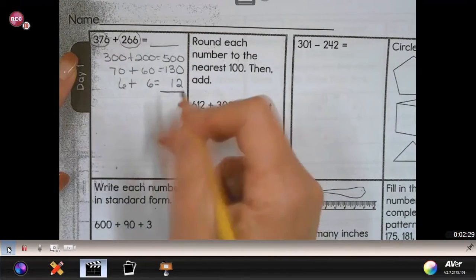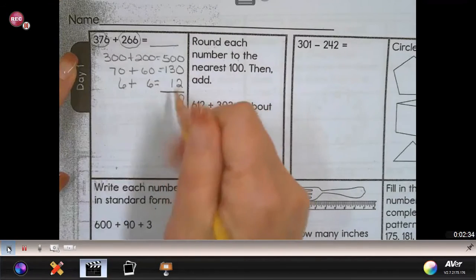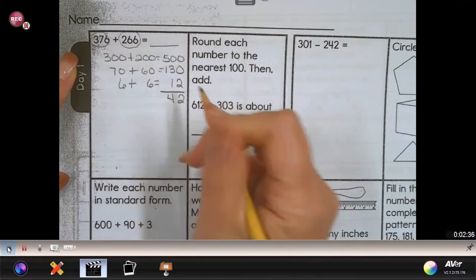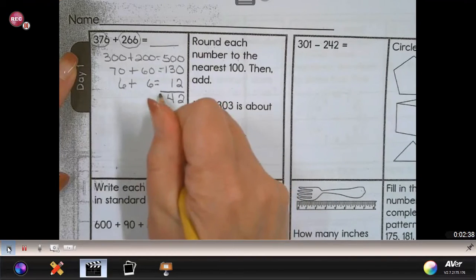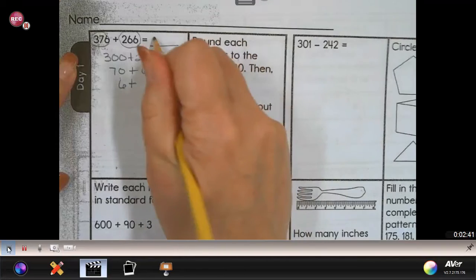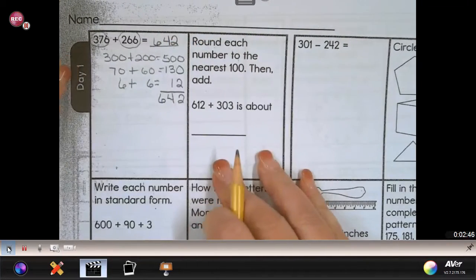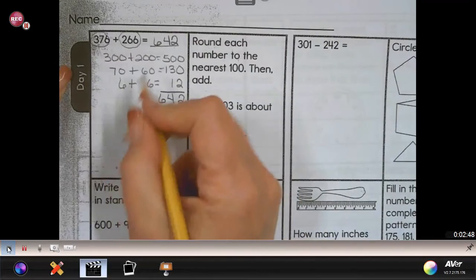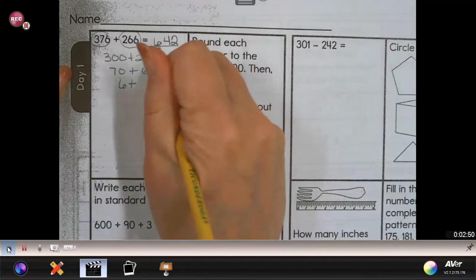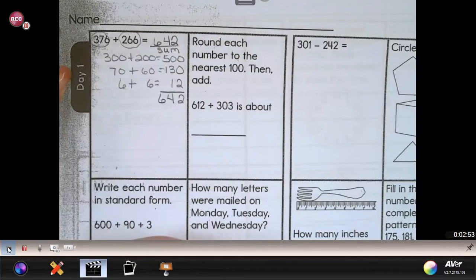So now when I put these together, I have 2 ones, I have 4 tens, which is 40, and 6 hundreds for 642. So I have 642 here as my sum. Remember, this is called your sum, or the total.